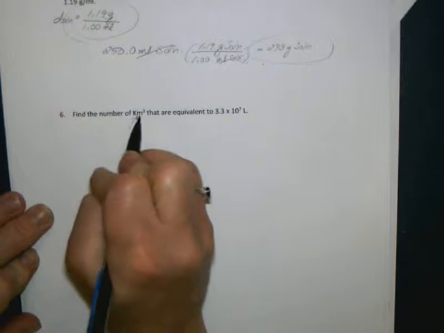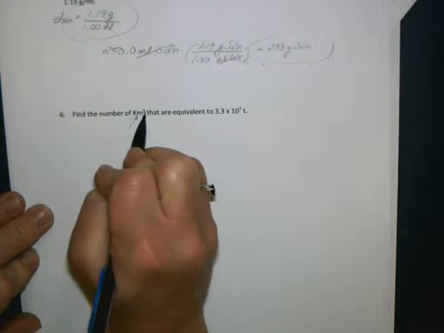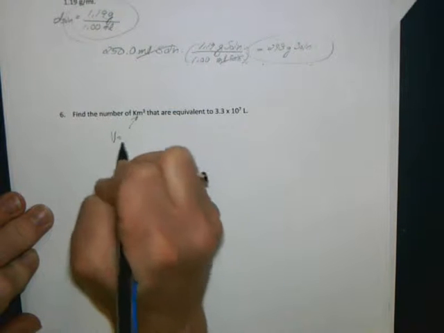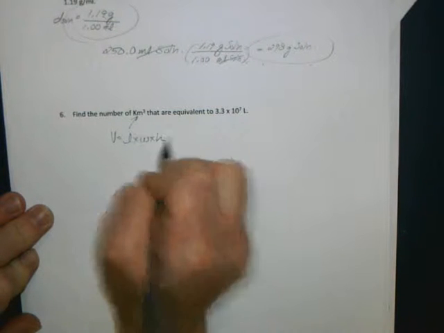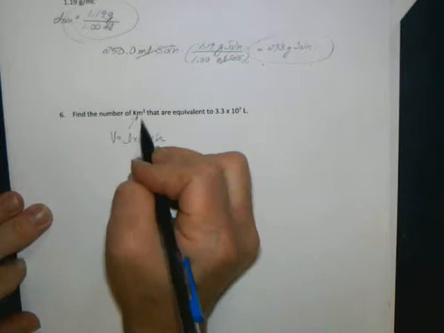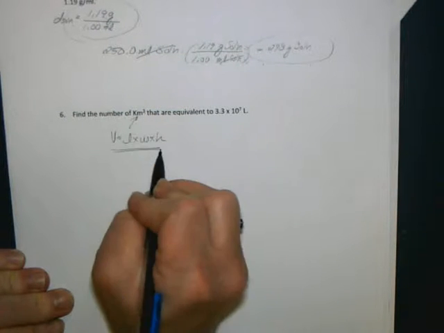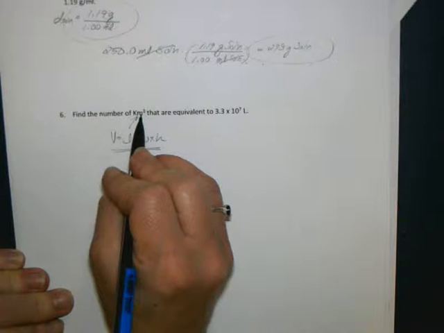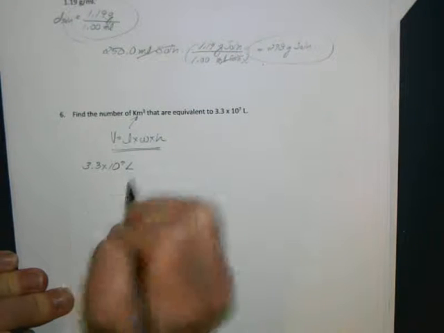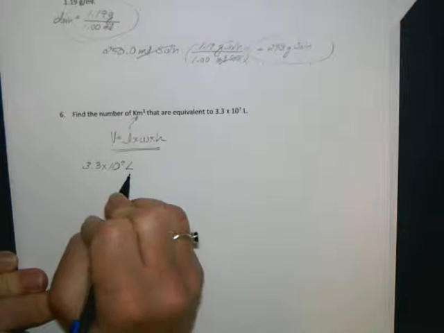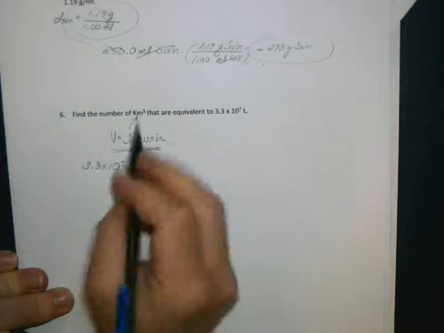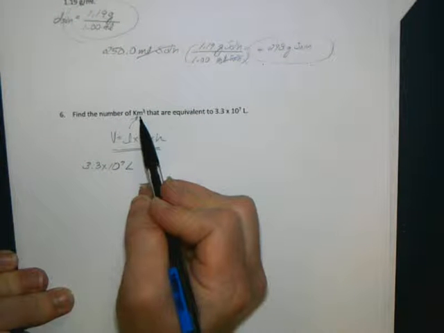Now, length cubed is volume. So whenever we see a metric or an English unit of length that is cubed, we cannot forget that's an expression of volume. So, what this question is asking me to do is to convert what we normally see as a unit of volume, liters, to volume as length cubed.